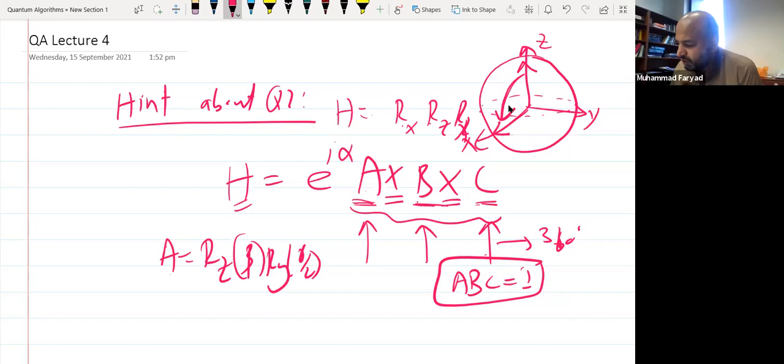Yes, if you have found these rotation matrices, then there is a straightforward way given in Corollary 4.2. This A matrix is obtained from RZ RY like this, and then there's an expression for B and C as well.